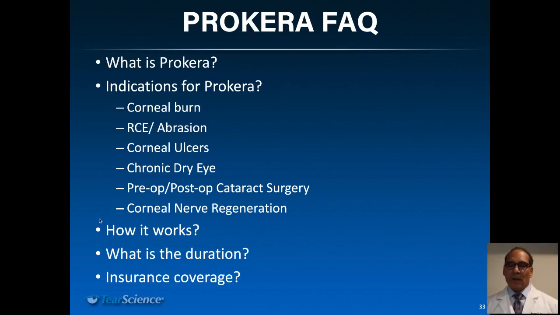So what this Procura lens can do is regenerate those nerves so that they once again sense that they're feeling dry and will automatically tell the brain to produce more tear flow. So that's a beautiful thing that we did not think was possible in the past. We thought that nerve damage was permanent. So now we have a good treatment for that. Okay.